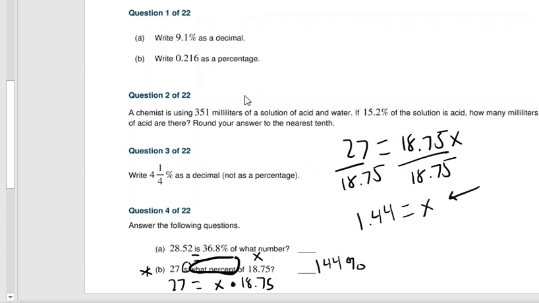Okay, so just as a review, if you want to go from a percent to a decimal, you divide by 100. If you want to go from a decimal to a percent, you times by 100. When you are doing these percent equations, you write your equation and then you solve it. Remember that the word is gets replaced with an equal sign. The word of gets replaced with multiplication.